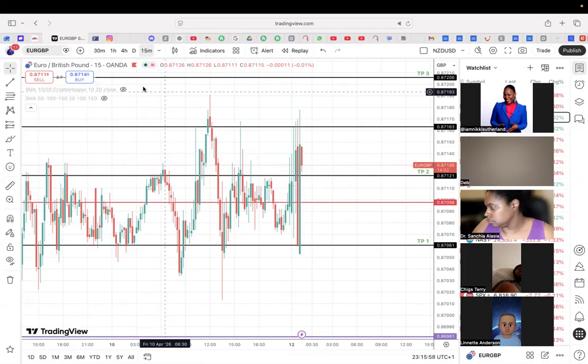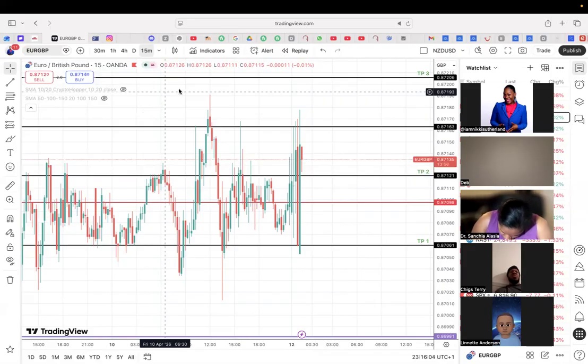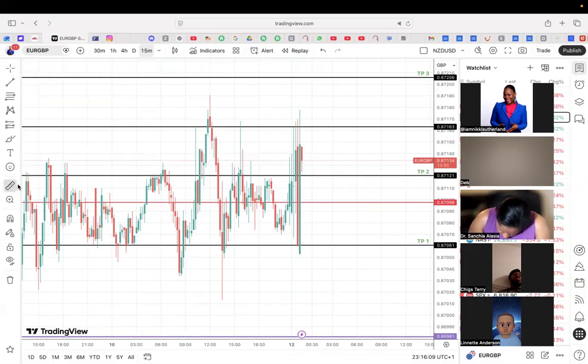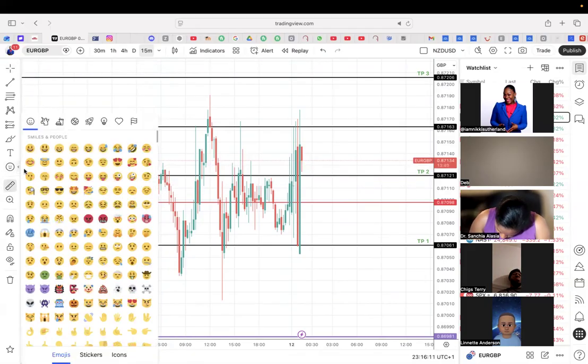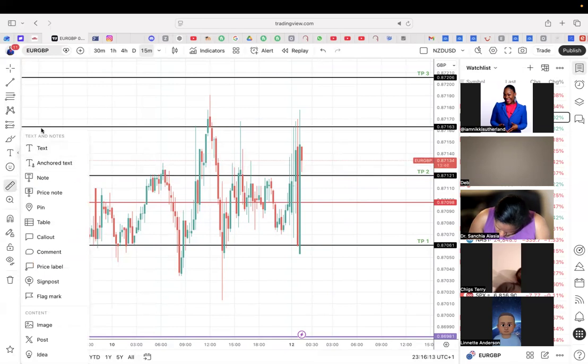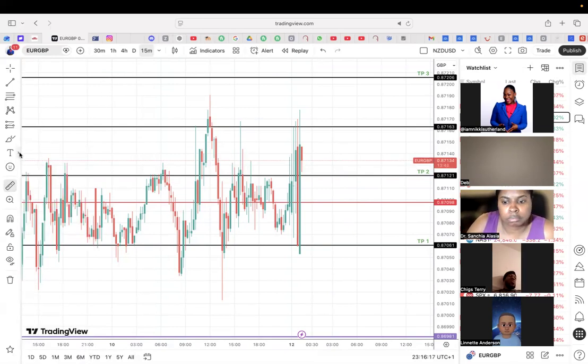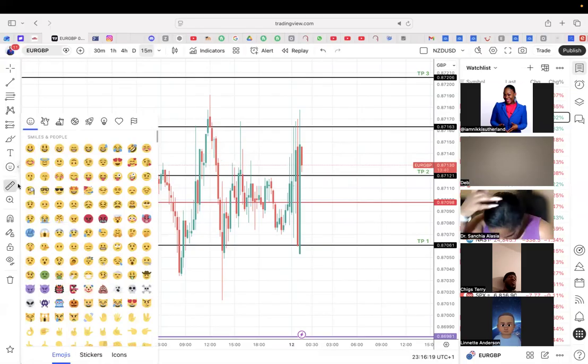Now, when we're looking at getting into the trade, we need to look at our entries, right? Where we enter the market is just as important, if not more important, than where we exit the market, right? So we want to enter the market when the market is low, we want to enter a buy. And when the market's high, we want to enter a sell, right?